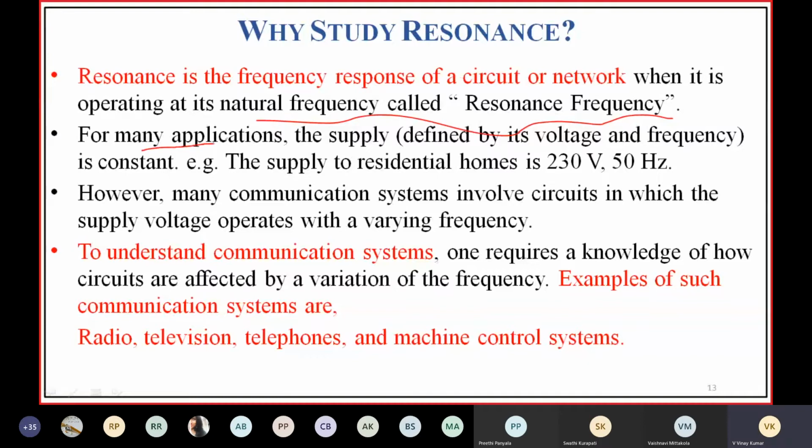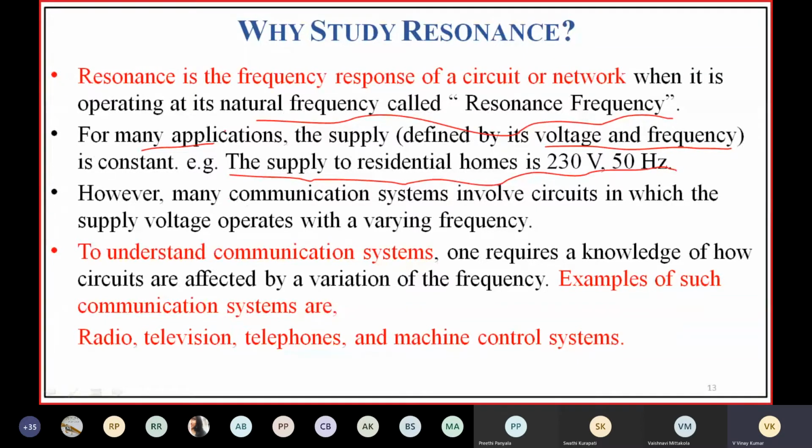For many applications, the supply is defined by its voltage and frequency, which is constant. The supply to residential homes is 230 volts and 50 Hz. You do not vary this frequency, you do not vary this voltage. Both are constant for home appliances.